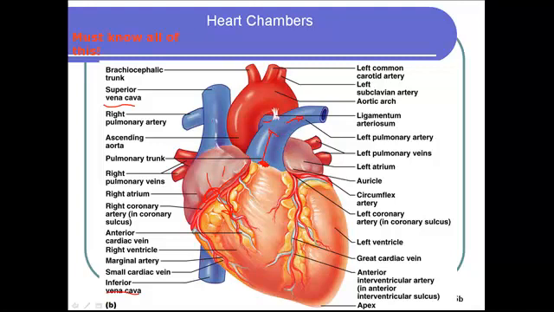So the pulmonary veins that come back from the lungs now have picked up oxygen, so they're red, and there are a pair of them, 2 left pulmonary veins here, 2 right pulmonary veins here. These will empty into the left atrium. This is the left atrium here.